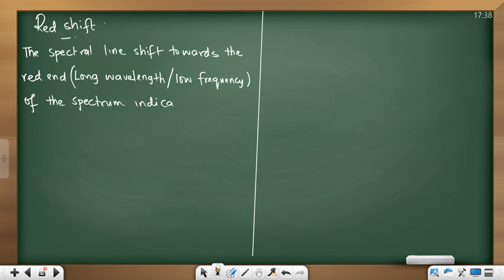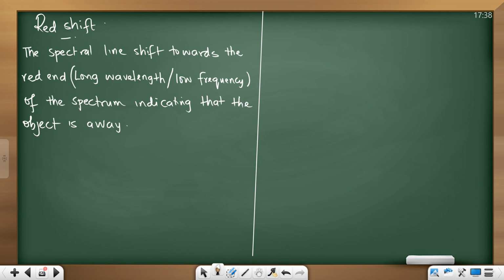Indicating that the object is moving away, either the source or the listener. A quick way that I look at this is I just ask myself, what's the color of danger? Red. What do you do when you see danger? Run away. So red shift is away. Make sense? Danger is red and you run away.